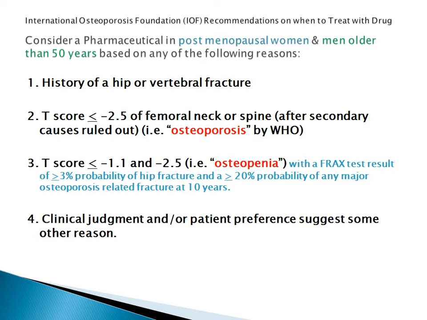If the T-score is in the osteoporosis range, consider a bone drug. If the T-score is not in the osteoporosis range, that is, there's osteopenia, but a FRAX test reveals a probability of a hip fracture of 3% or more, or the probability of any major osteoporosis-related fracture of 20% or more, then it's appropriate to consider a drug to treat the low bone mineral density under those circumstances.